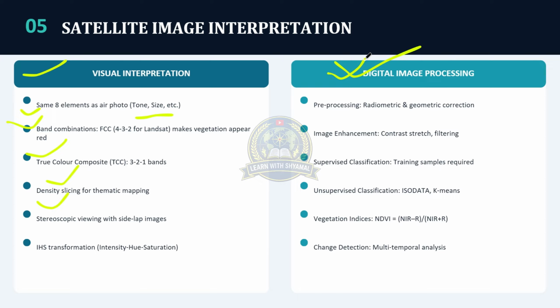Similarly, digital image processing: pre-processing, radiometric and geometric correction, image enhancement, contrast stretch and filtering. Supervised classification, training samples required. Unsupervised classification, ISODATA and k-means. Vegetation indices, NDVI: near infrared minus R, that means red, divided by near infrared plus R, that means red. Change detection, multi-temporal analysis.